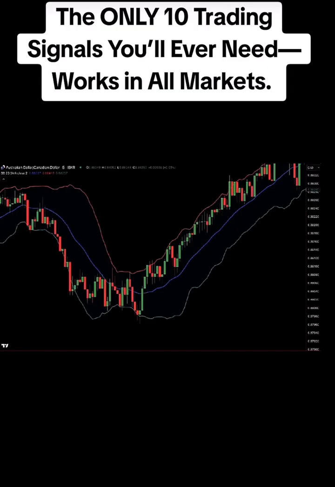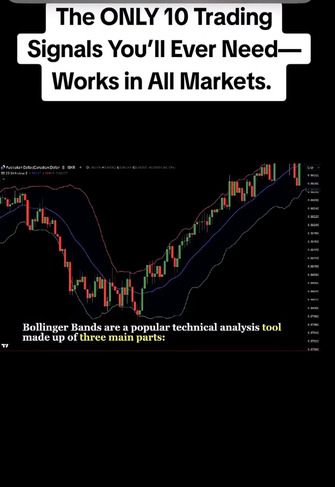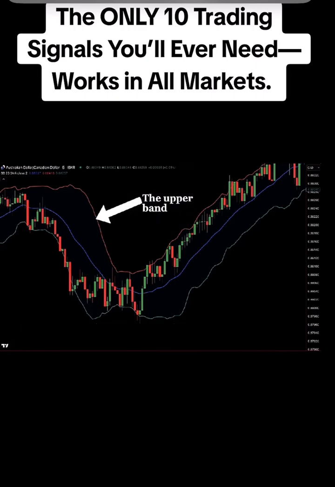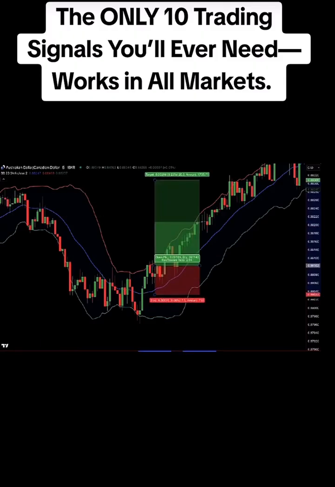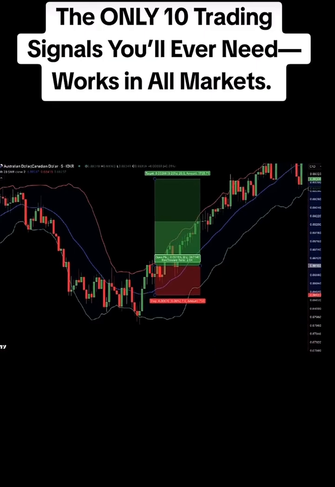So what are Bollinger Bands? Bollinger Bands are a popular technical analysis tool made up of three main parts: the upper band, which acts as dynamic resistance, the middle line, which is a 20-period moving average, and the lower band, which acts as dynamic support. The Bollinger Bands breakout occurs when the market breaks out of a sideways range and starts a new trend. If you can time the breakout correctly, you can capture explosive moves, often with a very tight stop loss.